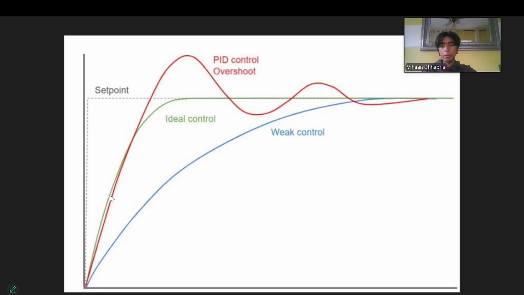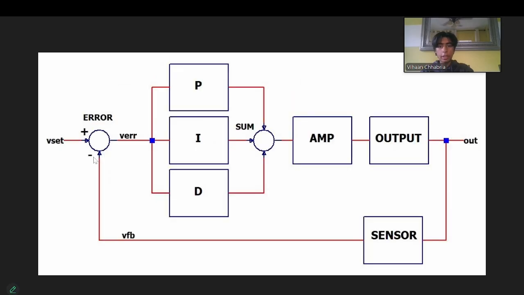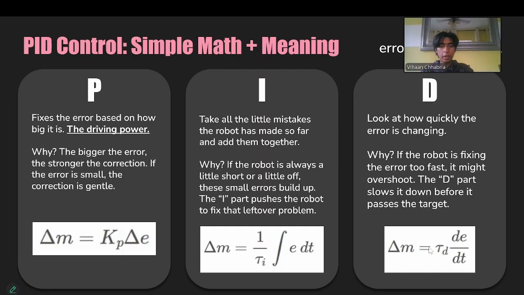So if we have a negative slope, then that means the error is decreasing at a very high speed, and therefore it's going to give less power because of our slope. So in simpler terms, we can write this equation like this.